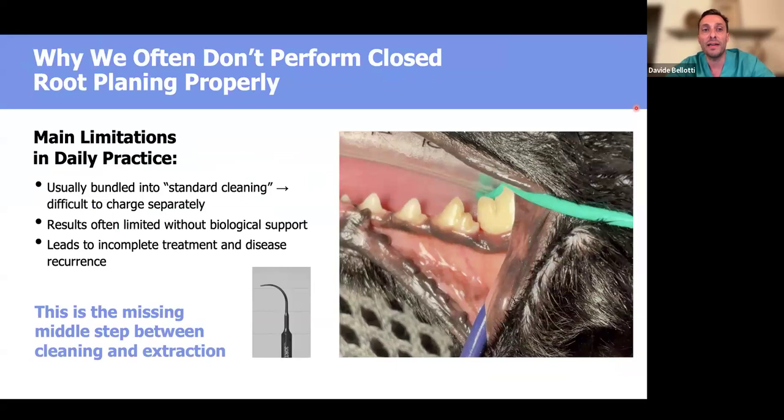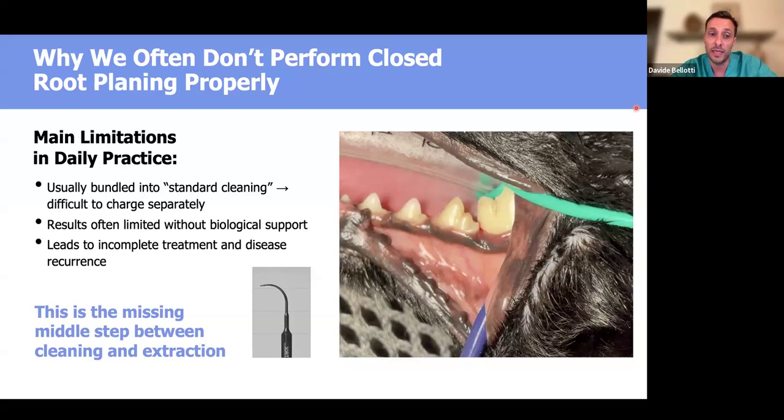So I ask myself why we often don't perform closed root planing properly. The limitation in daily practice is that it's usually bundled in standard cleaning, so it's difficult to charge separately. So in the same time, we try to do a subgingival cleaning, and then we add what we should do, closed root planing. The results are often limited because we don't do it properly and we don't use the right support. And this leads to an incomplete treatment and disease recurrence.